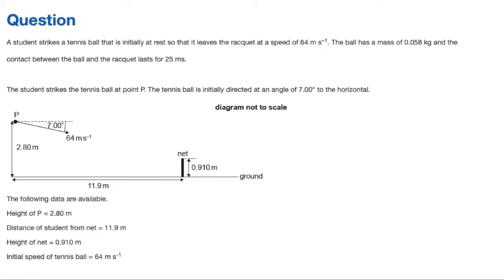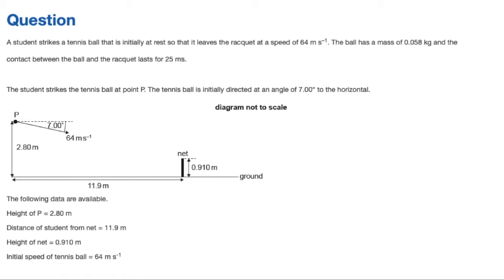A student strikes a tennis ball that is initially at rest so that it leaves the racket at a speed of 64 meters per second. The ball has a mass of 0.058 kilograms and the contact between the ball and the racket lasts for 25 milliseconds. The student strikes the ball at point P. The tennis ball is initially directed at an angle of 7 degrees to the horizontal.